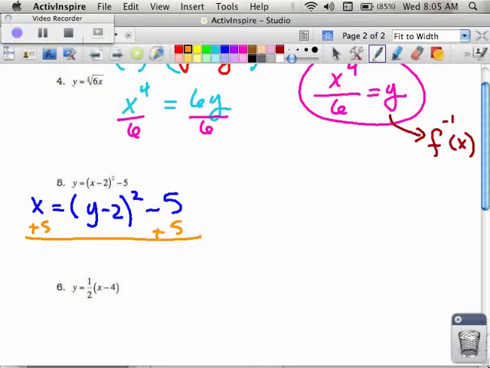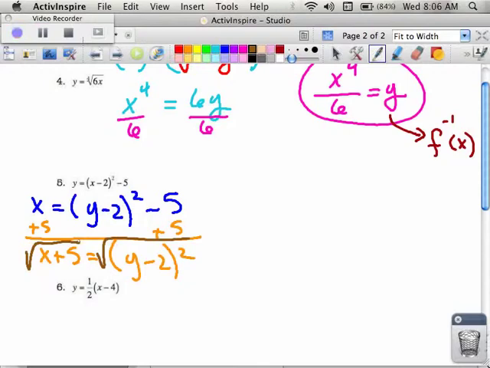When I get done with that, on the left side I'll have x plus 5, and on the right side the 5's are gone now, and I have parentheses y minus 2 parentheses squared. And similar to the problem in number 4 where we had a root and we undid it with a power, now we have a power and we're going to undo it with a root. So I'm going to square root both sides. Square root the right hand side to get rid of that 2 for the power, square root the left hand side to get rid of that root.